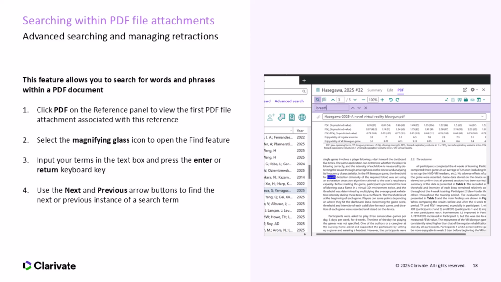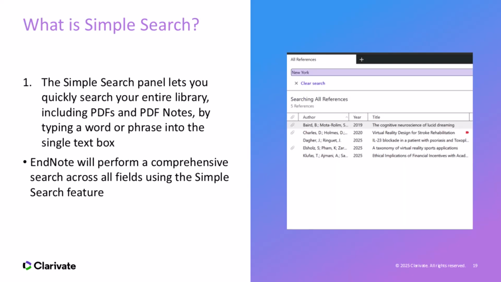Simple Search in EndNote 2025 is your go-to tool for quick, broad searching across your entire library. It uses a single text box to search not only your reference fields, but also the full text of attached PDF files and any notes you've added to them. When you type in two or more words, EndNote uses an implied AND operator, meaning it will return results that include all the words you typed, even if they're not right next to each other. If you want to search for an exact phrase, just wrap it in double quotation marks, like this: "climate change". This tells EndNote to look for that exact wording in the exact order. Simple Search is a fast and powerful way to surface anything relevant in your entire library.